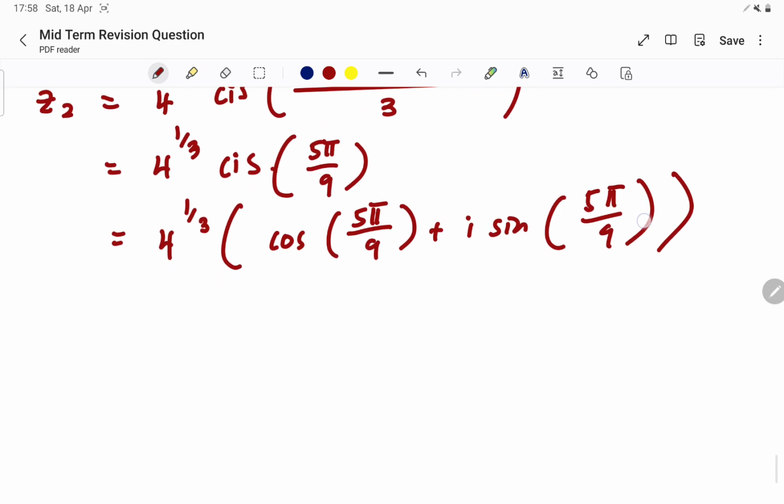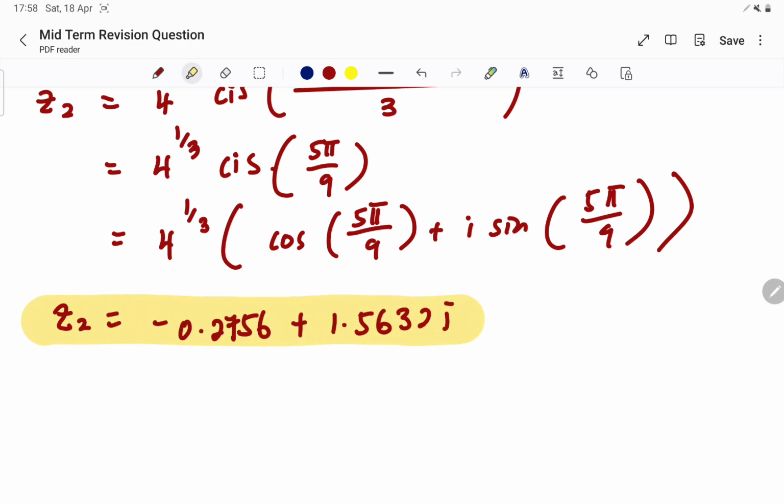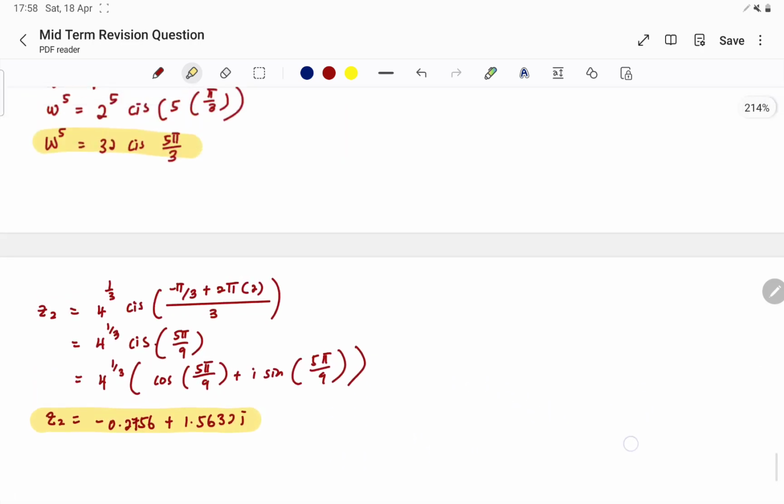Okay, here you find the value: 4^(1/3) multiplied with cos 5π/9, you will get negative 0.2756 plus 4^(1/3) multiplied with sin 5π/9, you will get 1.5632i. So you have z2, the last root, equal to this one. Okay, now you settle for all of the roots.